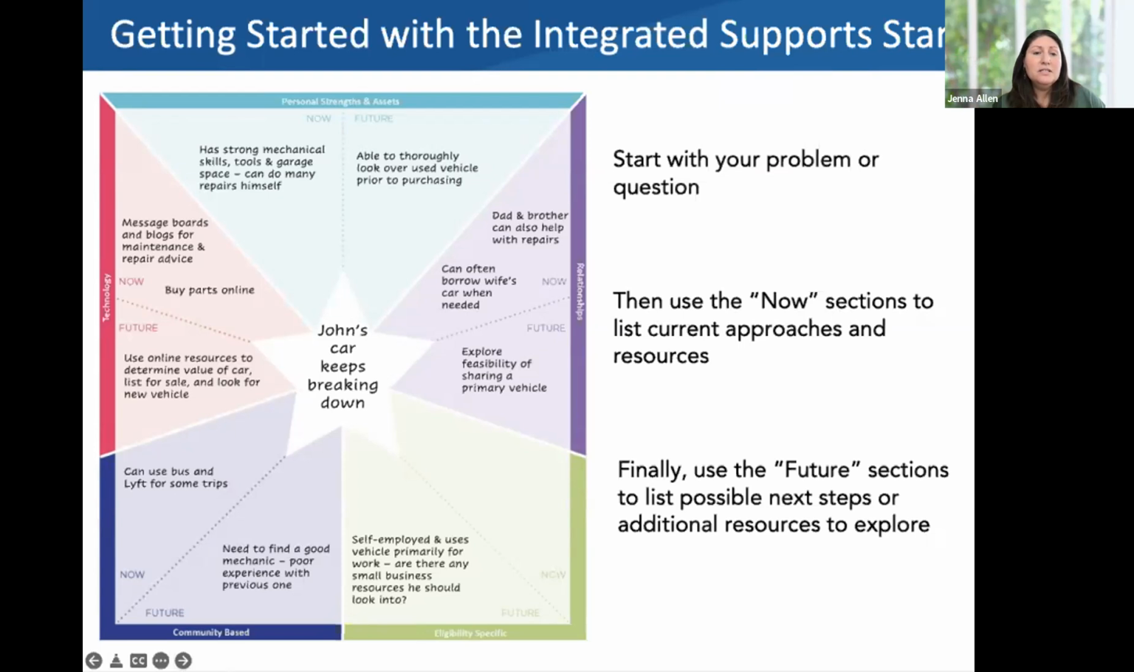You might also notice that we had an empty spot in terms of things that we were currently using for eligibility specific resources. If you find yourself with some empty spots on your star, this could be a couple of different things. It might mean that that particular type of support or resource doesn't apply to your situation, but it also might be a really good signal to you that maybe this is an area that we could explore in the future. Maybe we just haven't thought about that very much.